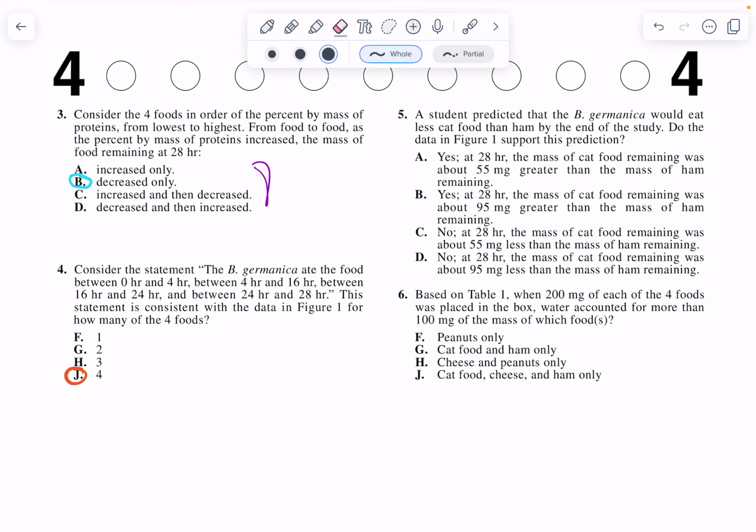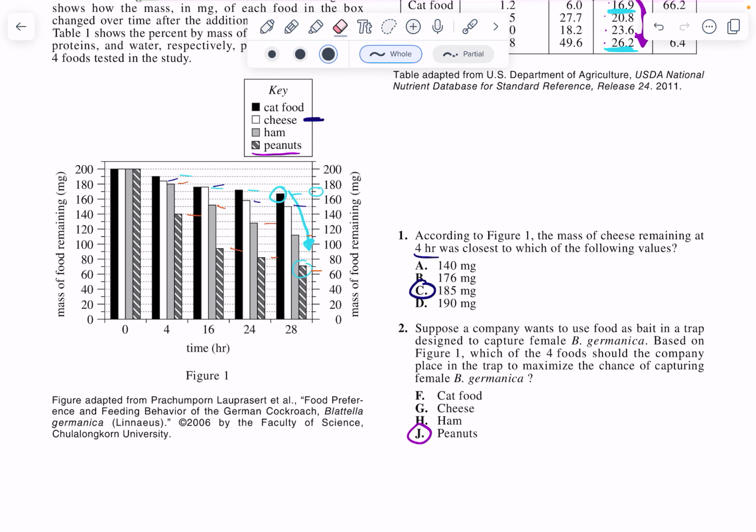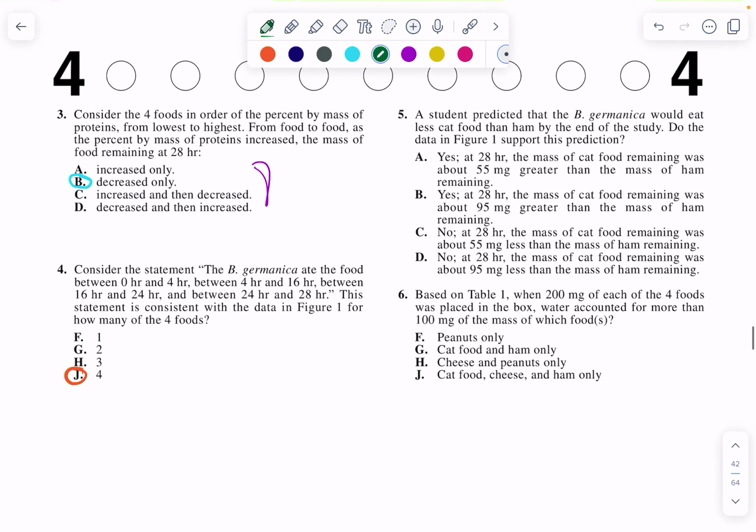Number 5. A student predicted that the B. germanica would eat less cat food than ham by the end of the study. Do the data in figure 1 support this prediction? Yes. So let's take a look at the 28 here so we can see they did not eat very much cat food. It only dropped from 200 to about 167, whereas ham dropped from 200 milligrams all the way to about 110. So there's a lot more of it eaten. So the answer is yes.